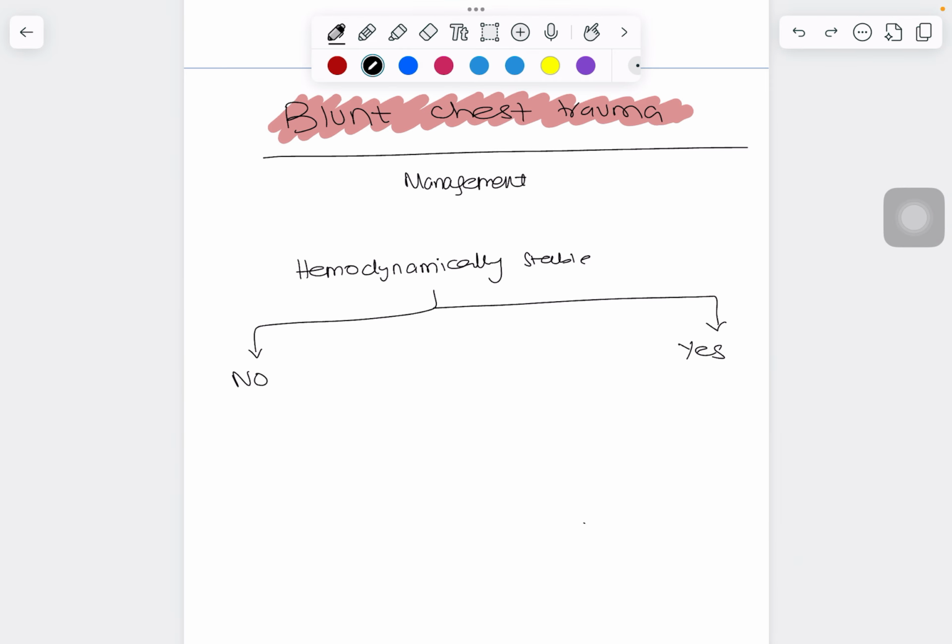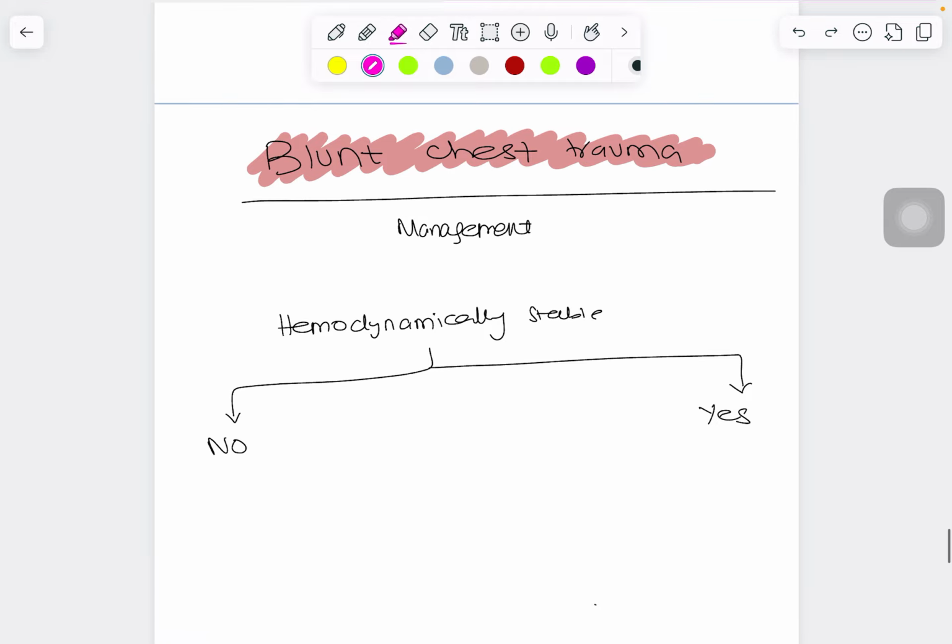Management of blunt chest trauma depends first on one thing: hemodynamic stability. Let's walk through a stepwise, exam-oriented approach.